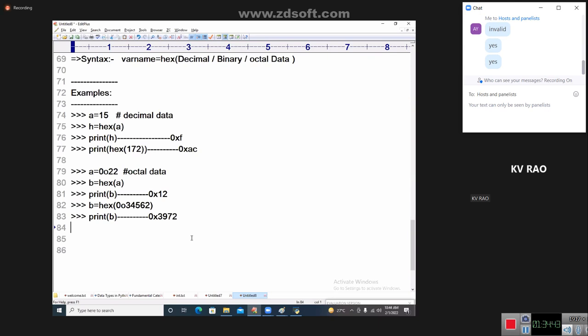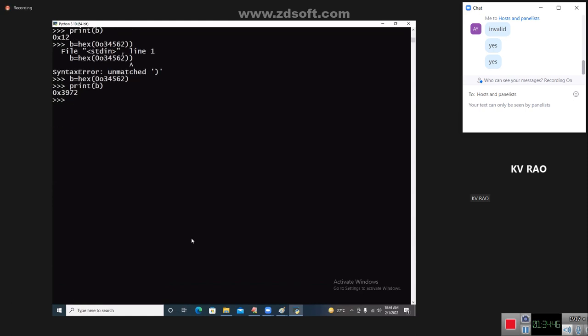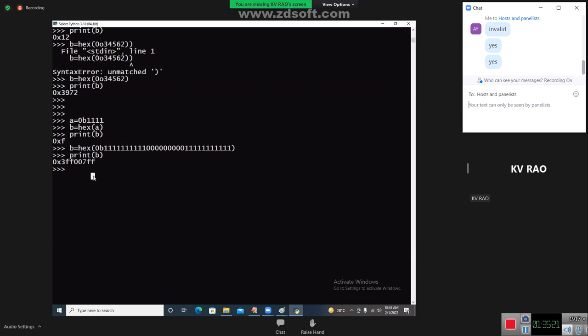Coming to the last one, binary format, I want to get it. See that. A is equal to 0b111. Getting into hex of A. Print B. Print B, you are getting this data 0xf. You can say directly like this: 0b1111 000 1111, like this you can take it. Print of B, you are getting so much hexadecimal data.